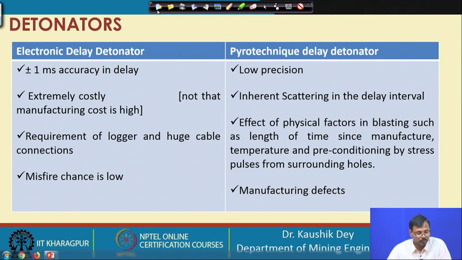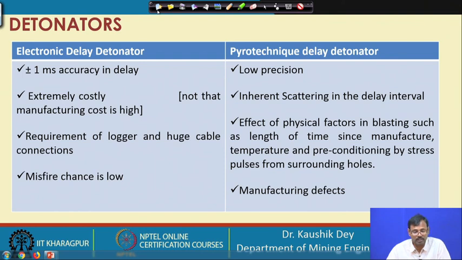Second is that the electronic delay detonator requires a logger and cable connections. Those cable connections will be destroyed in the blasting, so that is why the cable requirements are there and cable costs are more. But another significant advantage of the electronic delay detonator is that the chance of misfire is almost 0. It is written here as low, but I claim it is almost 0. So, that is why the electronic detonator is very superior, though presently it is a little bit costly unit price wise, its benefit is very high.